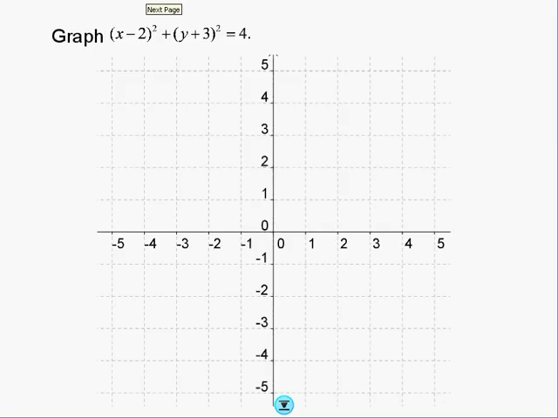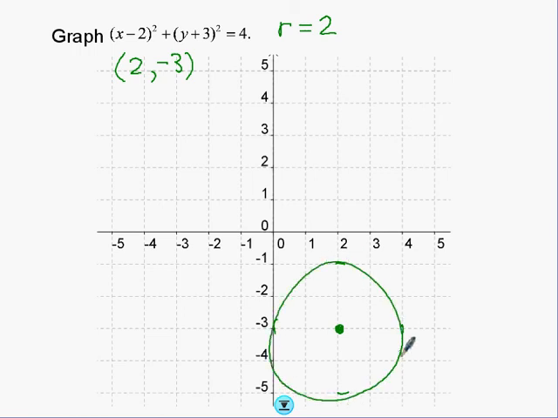Okay, a couple of graphs. By looking at this, I should be able to see that the center is, what do I subtract from x? 2. What do I subtract from y? Negative 3. And what's the square root of 4? 2. The radius is 2. Okay, so I'm going to plot the center, (2, negative 3). 1, 2, 1, 2, 3. There's the center. And I know the radius is 2, so I can go up 2, that's the top of the circle. Down 2, that's the bottom of the circle. Left 2, that's the left side, and right 2 is the right of the circle. Connect those, I've made my circle.